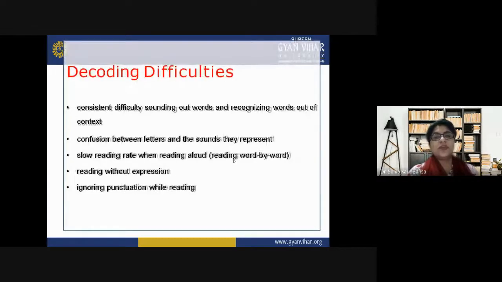Now students, there are some more difficulties, like decoding difficulty. We know that reading involves three major components: decoding, comprehending, and retention. But what are those decoding difficulties? Let's understand. Consistent difficulty sounding out words and recognizing words out of context is a decoding difficulty. There may be confusion between letters and the sounds they represent, a slow reading rate when reading aloud, or reading word by word. Reading without expression is also a decoding difficulty, because the child is just giving us a few sounds but not decoding. Ignoring punctuation while reading is another form of decoding difficulty.